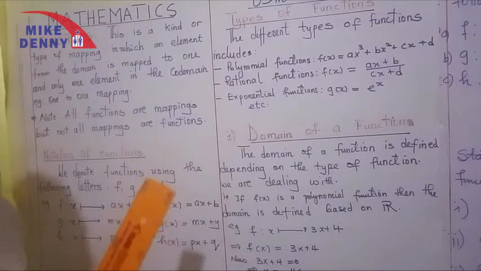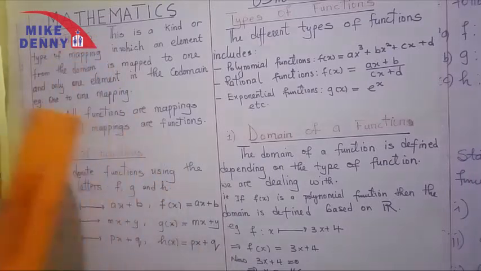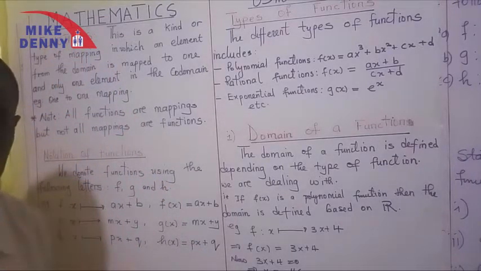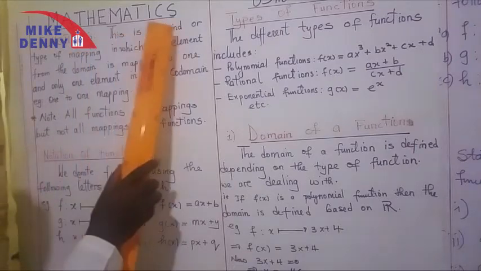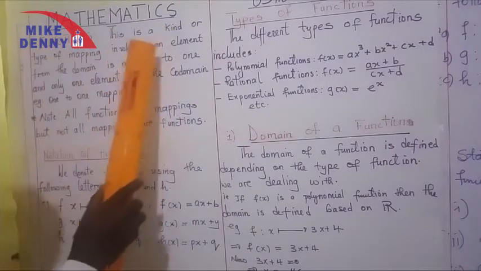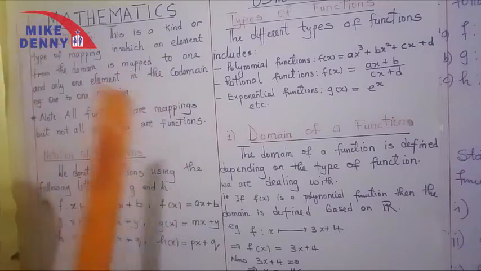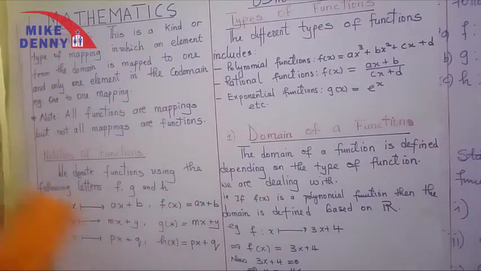That's our new lesson for today. We're working with functions. We need to get the definition of a function. So what is a function? Get the definition. This is a kind or type of mapping in which an element from the domain is mapped to one and only one element in the codomain.